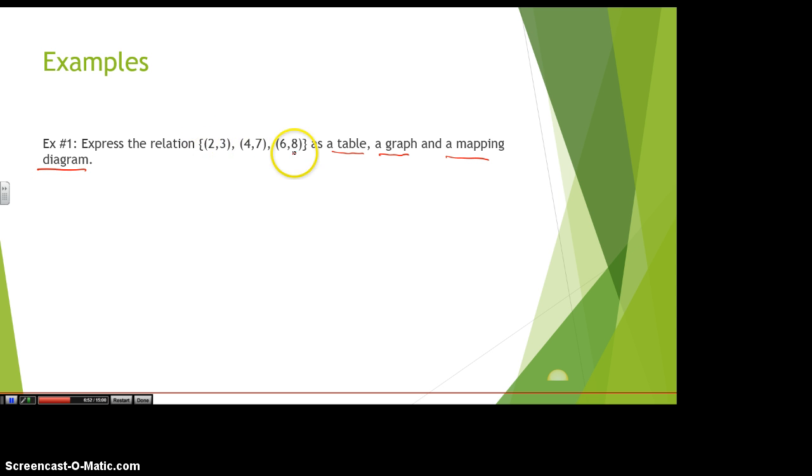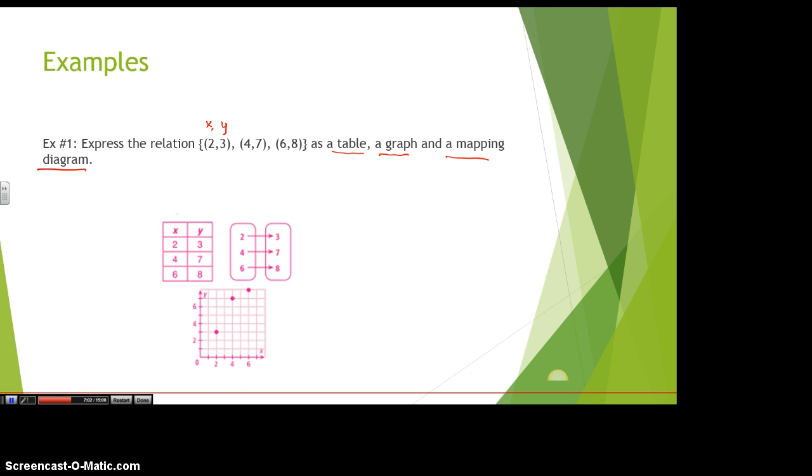Remember, when you have your ordered pairs in a relation, the first value is representing your x, second value is representing your y. So when I express this, here we have our table. The x value goes first in the table, then the y value. 2 and 3 is the first one. 4 and 7 the second. 6 and 8 the third.